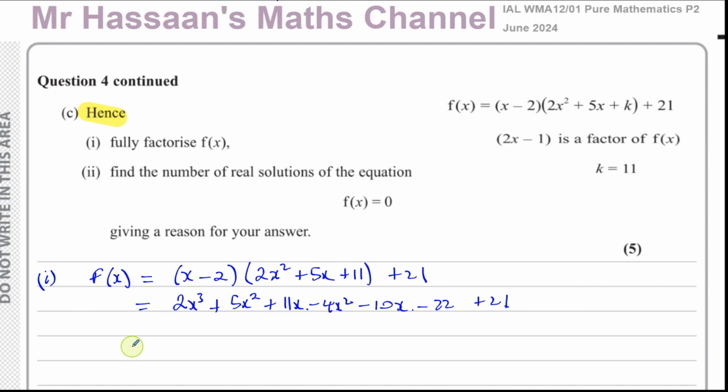plus 21. So finally, we can just simplify this. You've got the only one. This is 2x cubed, only a cube term. 5x squared minus 4x squared is plus x squared. 11x minus 10x is plus x. And minus 22 plus 21 is minus 1. So this is what the f of x actually simplifies to when we know that k is equal to 11.